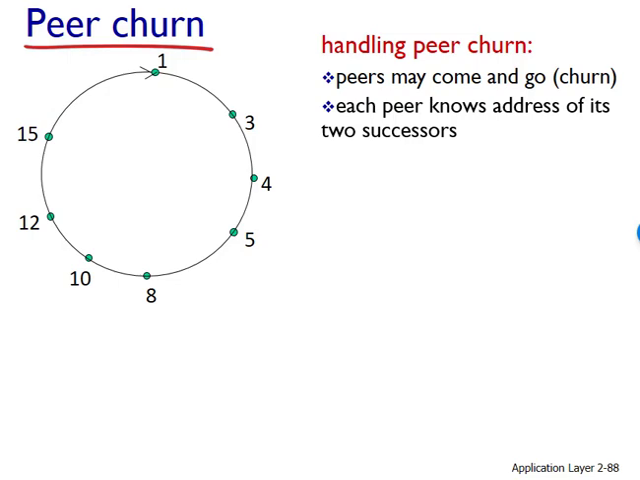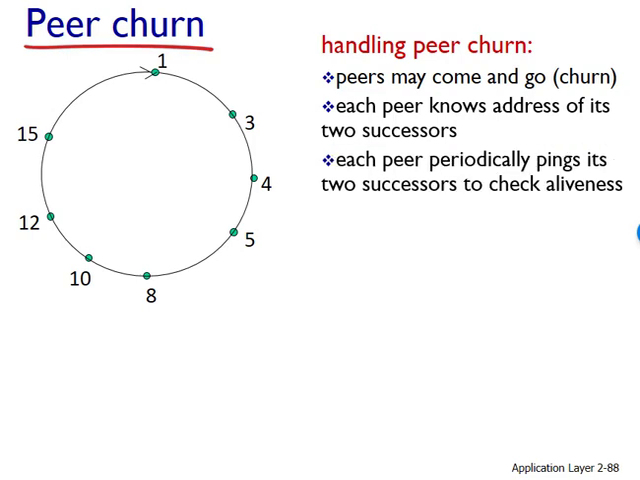To handle peer churn, we will now require each peer to know the IP address of the first and second successors. For example, peer 4 now tracks both peer 5 and peer 8. We also require each peer to periodically verify that its two successors are alive by periodically sending ping messages to them and asking for responses.